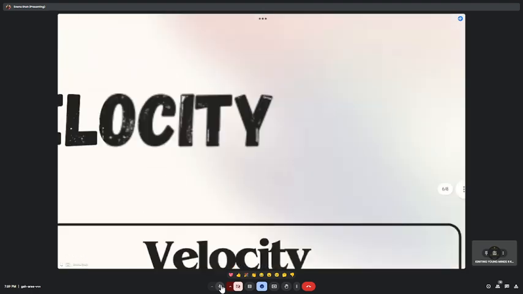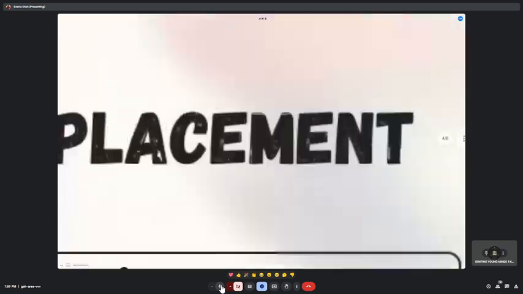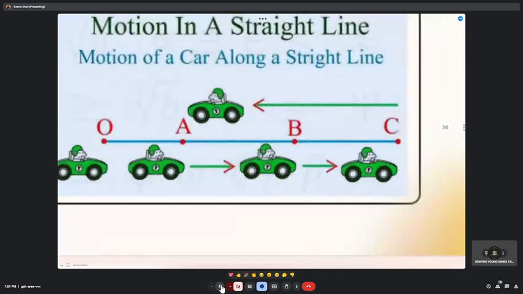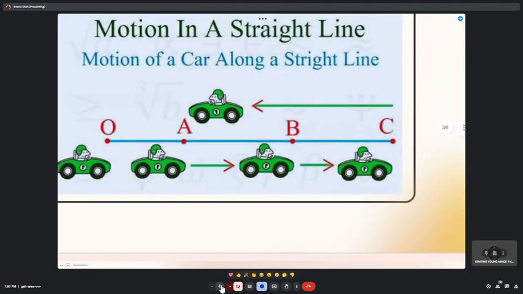See, in the previous example, in this example, if I say that from O to A, O to B, then B to C, C to A, the total distance traveled by the car is, let's say, 50 kilometers, and it took about 3 hours of time. So what is the speed here?